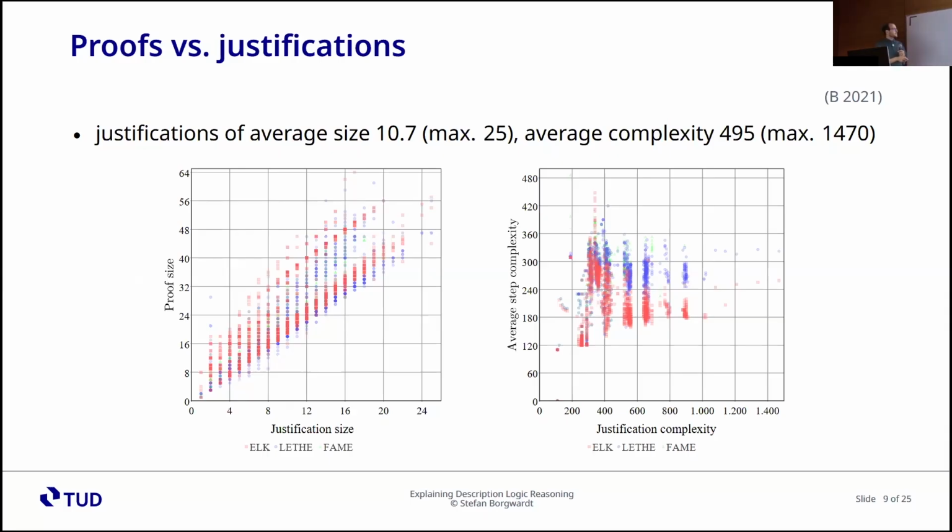On the other side, the step complexity, or at least the average step complexity, if you look at the whole proof and just average over how complex each step is, here you see that justification complexity itself can go up to 1,400, but the step complexity in the proofs is basically less than 500. So each of the individual steps in the proofs that we do is easier, which validates our original intuition that having more steps makes it easier to understand, although of course now you have to deal with more axioms.